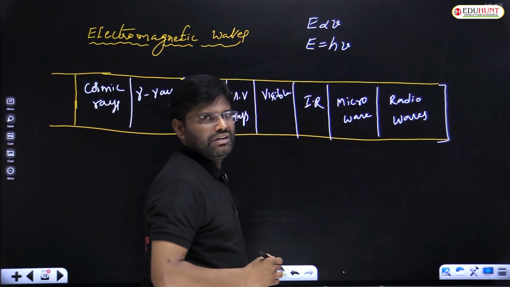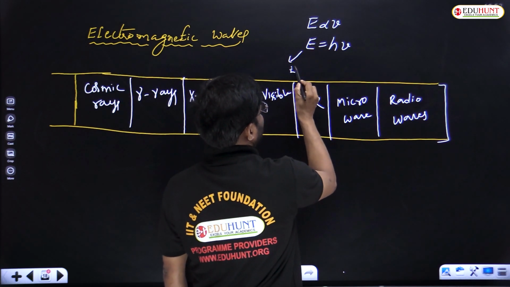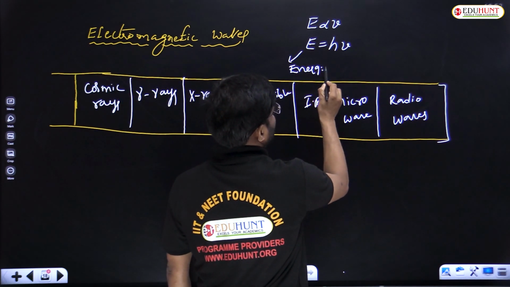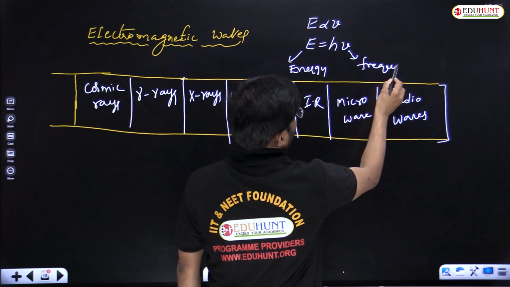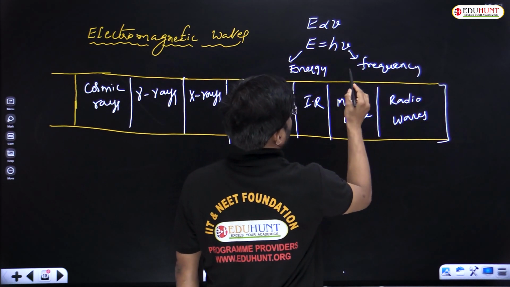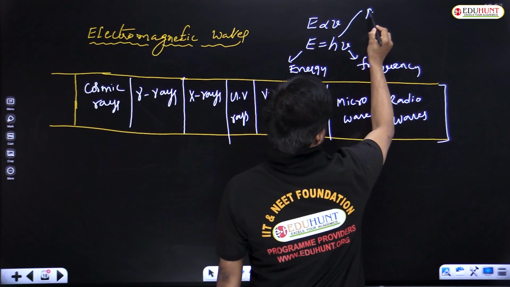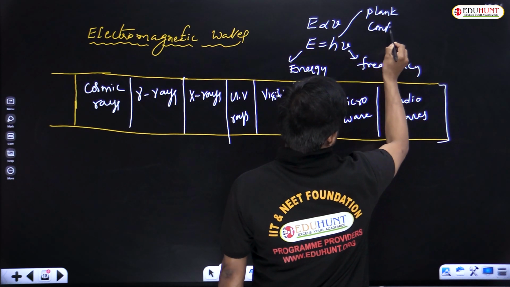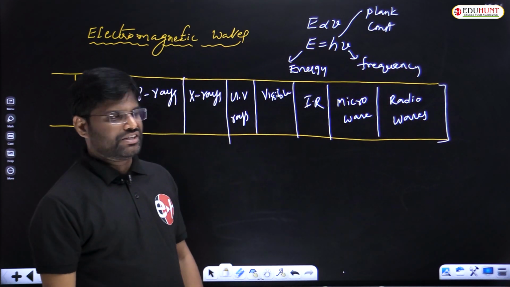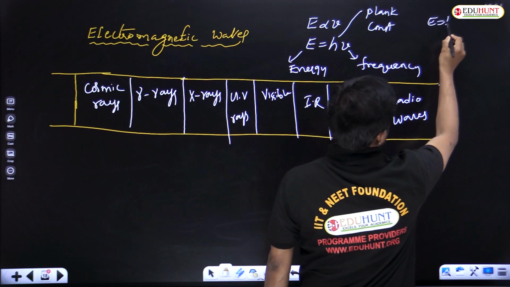E is equal to what? h nu. Here E is the energy. Nu is the frequency. And h is the Planck constant. So E is equal to h nu.